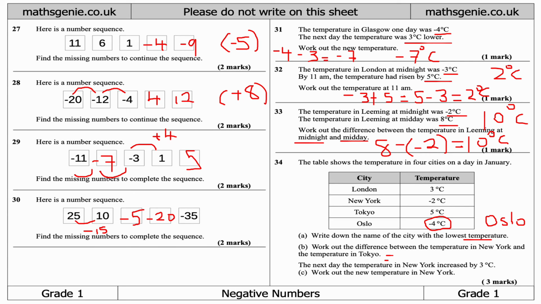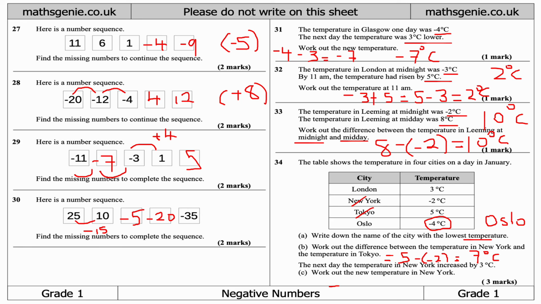Part B, work out the difference between the temperature in New York and the temperature in Tokyo. So it's 5, take away -2. So it's 5 plus 2, which becomes 7 degrees. So it's a 7 degrees temperature difference between New York and Tokyo.